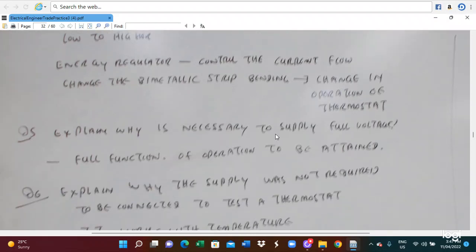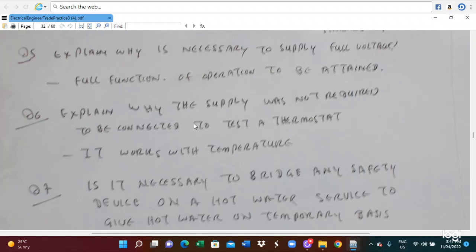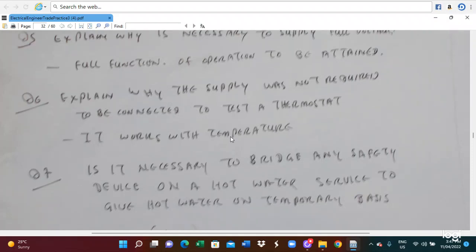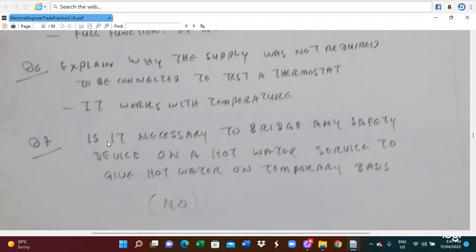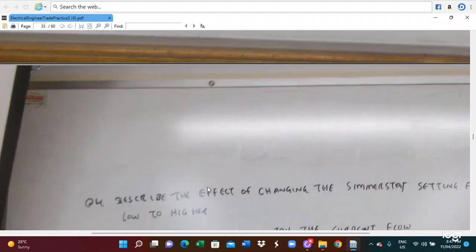Explain why it is necessary to supply the full voltage. In this case, full function of the operation is to be attained. Explain why the supply was not required to be connected to test a thermostat, because it is involved with the temperature. So, it is necessary to bridge any safety device on the hot water service to give the hot water on a temperature basis.